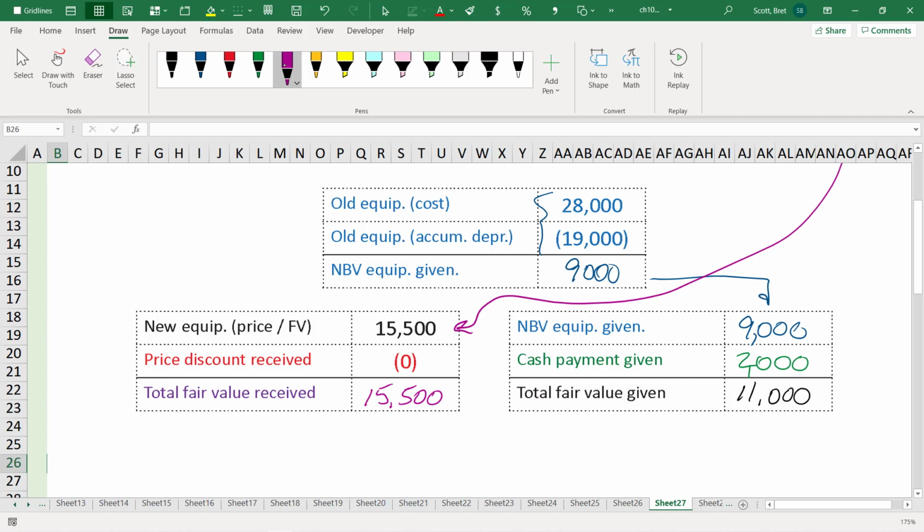Okay. And when we look at these in comparison, right, $15,500 is what I'm getting, and the amount that I'm giving is $11,000. So what's the difference in this case? Well, this looks like a gain, potentially, of $4,500. The question comes down to this. Is this a transaction that lacks commercial substance or has commercial substance? Well, that's what I want to show you down below.